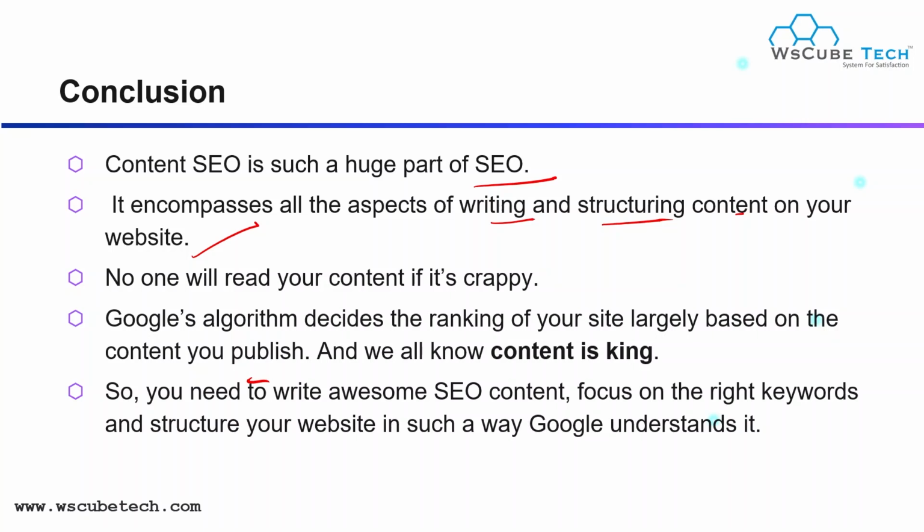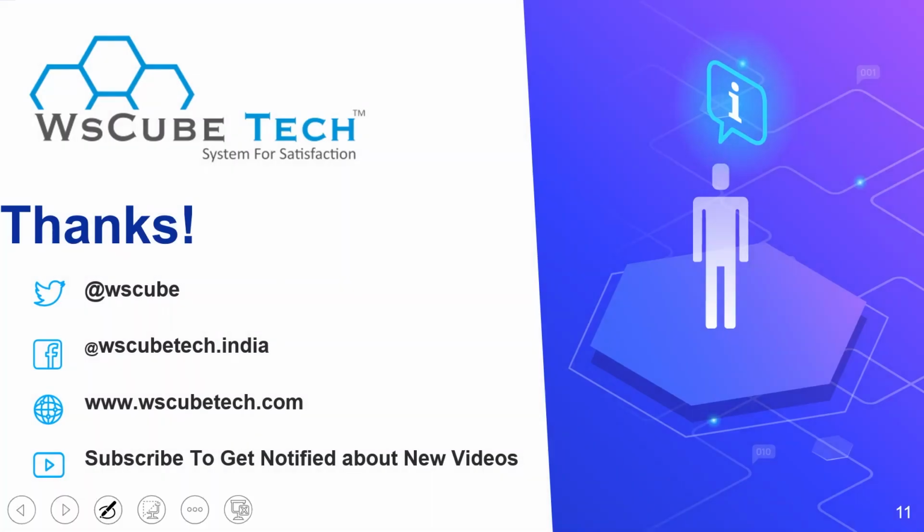You need to write awesome SEO content. You have to focus on the right keywords and structure your website in such a way that Google understands it. So that is the conclusion of content optimization. So this is all about content optimization.